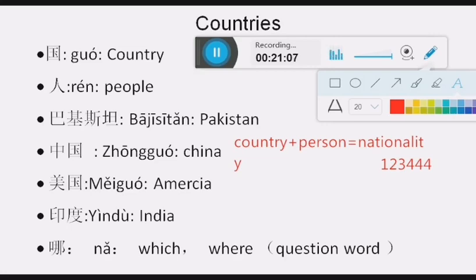Next word is Mei guo, America. Spellings are wrong, it's America. Yin du, India, fourth tone. Na. Na means which, where. Used for questions. Na, curved tone.